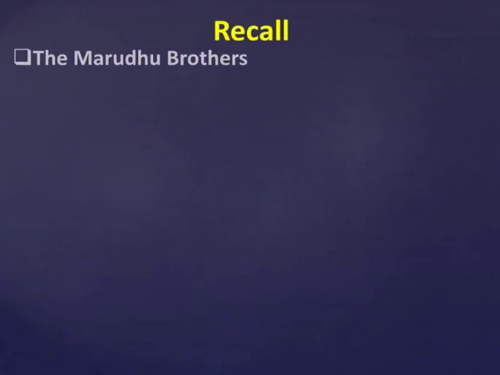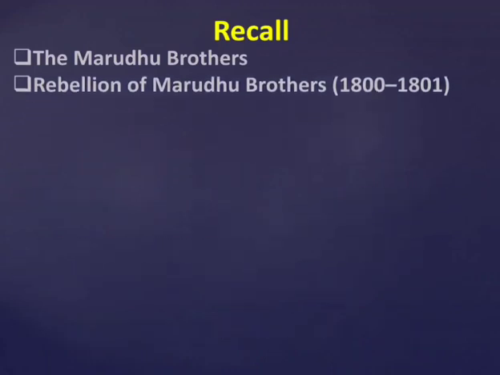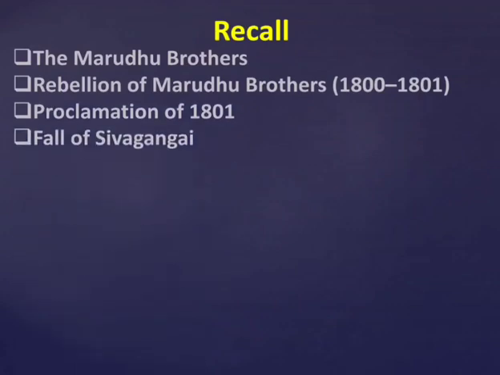Then we discussed the rebellions of the Marudu brothers against British rule. They started the rebellions against the British rule in the year 1800 to 1801. Then the Proclamation of 1801, the fall of Sivagangai, then the Carnatic Treaty of 1801. According to the Treaty of Carnatic, the British assumed direct control over Tamilagam and the Palaikar system came to an end with the demolition of all forts and disbandment of their army.